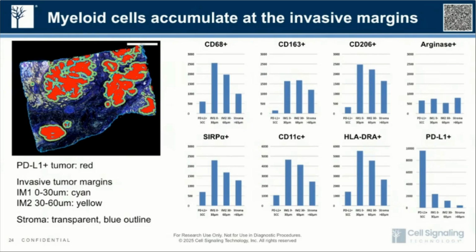And you can see that all of the myeloid markers were very highly expressed at the invasive margin, very close from 0 to 30 micrometers away from the PD-L1 tumor, but not within the PD-L1 positive tumor, and much lower externally in the stroma.